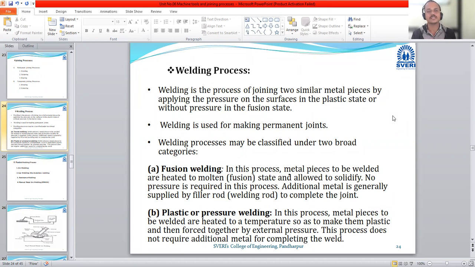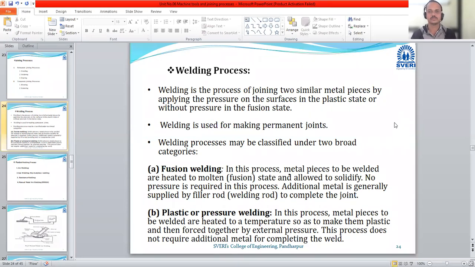For plastic or pressure welding, there is no requirement of a filler or filling material. In fusion welding and other welding processes, the filler metal is required. Get it?